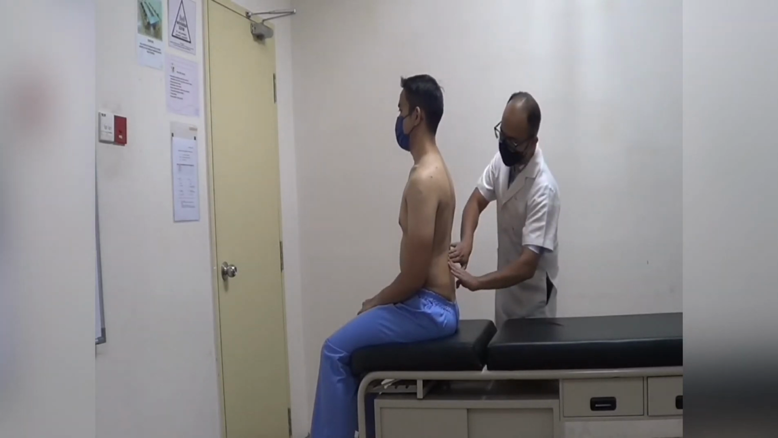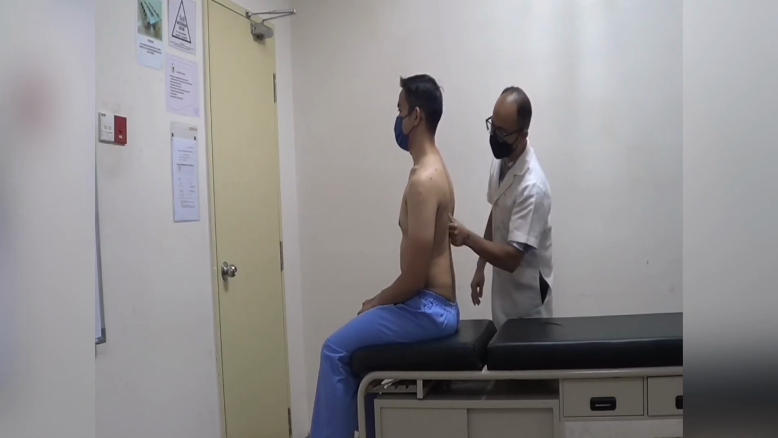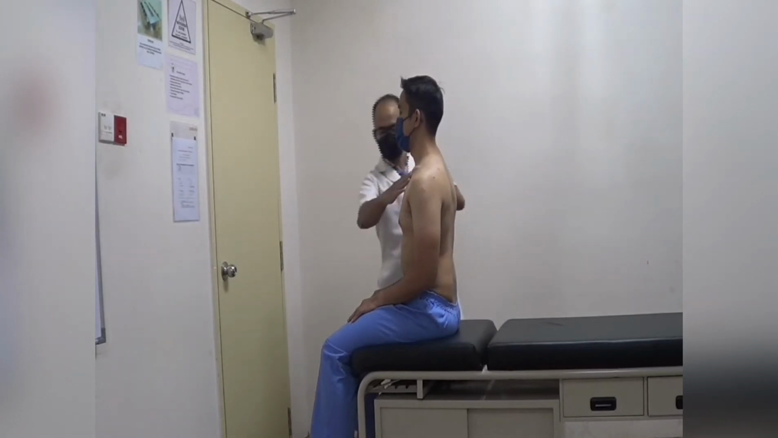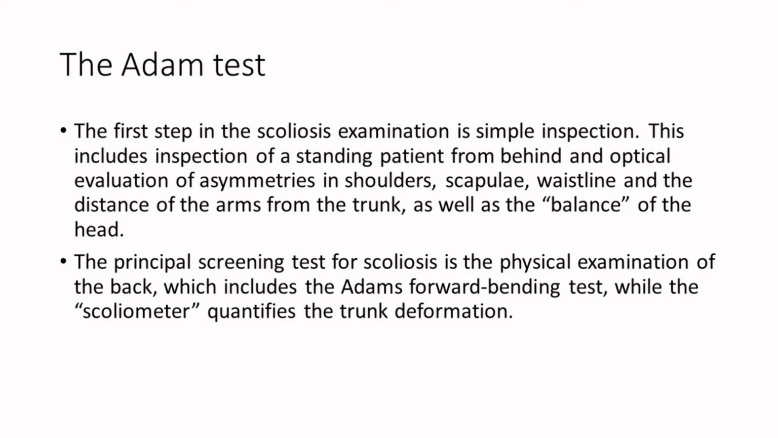Pain reproducible on palpation of the spinous process may indicate a problem with the vertebra, for example, a recent fracture. Pain palpated on the paraspinal region may indicate muscle cramps instead, especially if tense back muscles are present. After inspection and palpation of the spine, we can proceed with the Adams test.